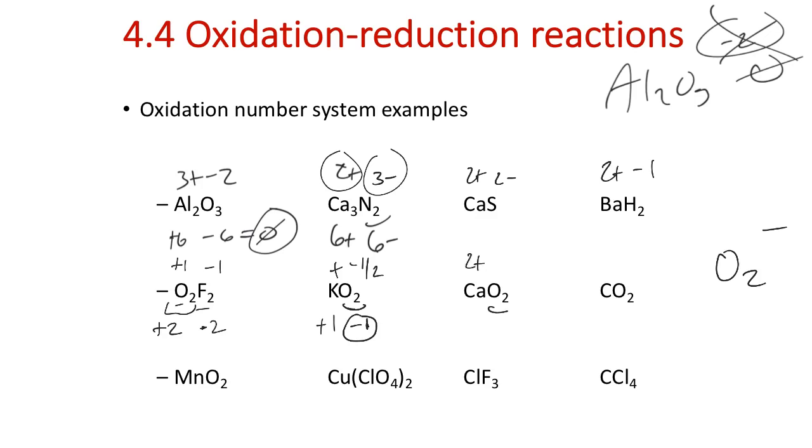Ca2 plus, so then we have a minus 2 spread across the two O's, so that means the oxidation number per O is minus 1. And so that would be calcium peroxide.